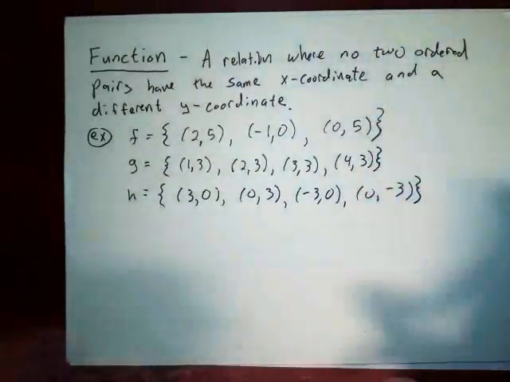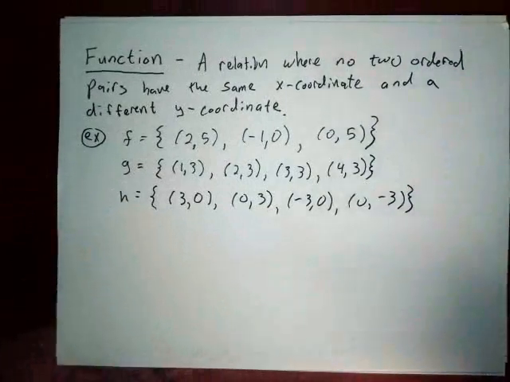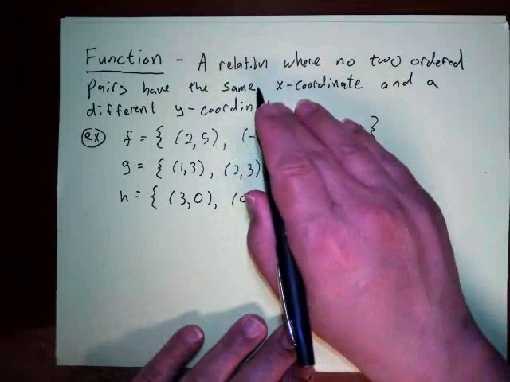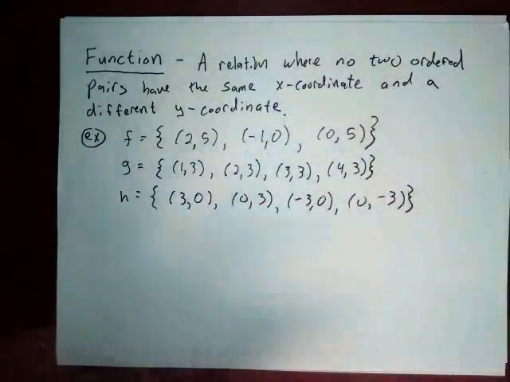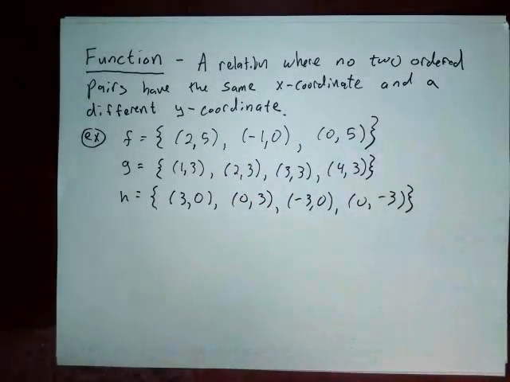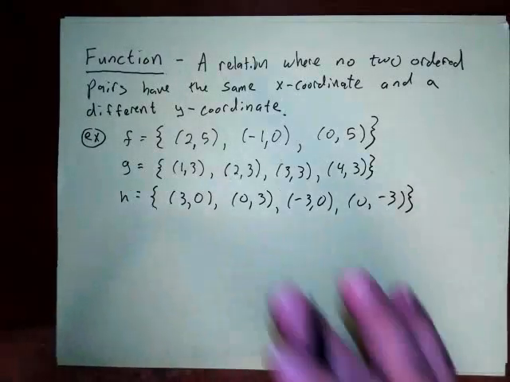This is the definition, and this is very important, and it plays so many roles in mathematics. A function is a very special type of relation. It's basically a relation where no two ordered pairs have the same x-coordinate and a different y-coordinate. That's really abstract, but first of all, I would memorize it.